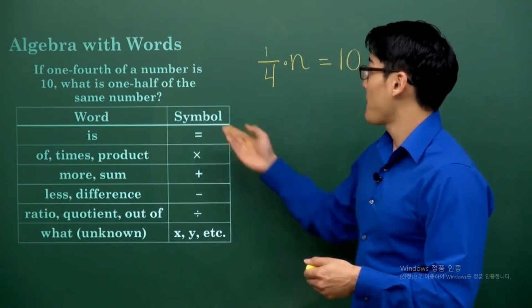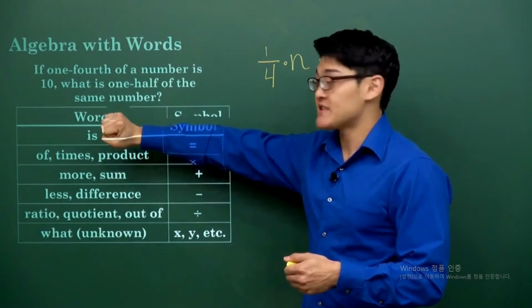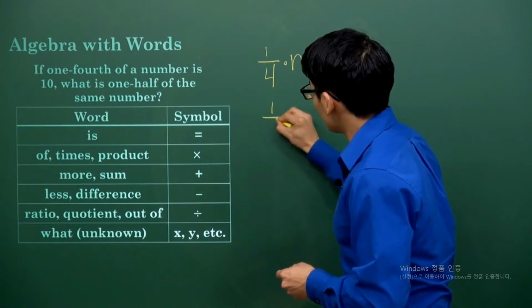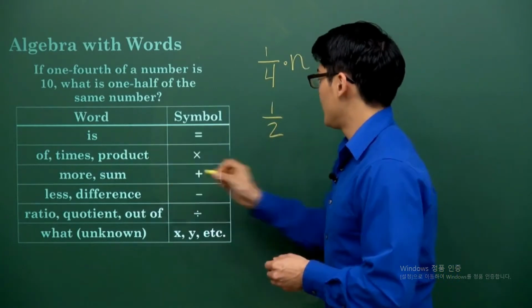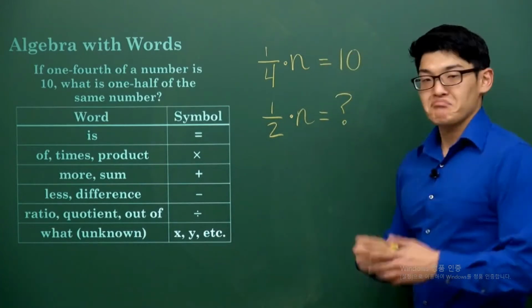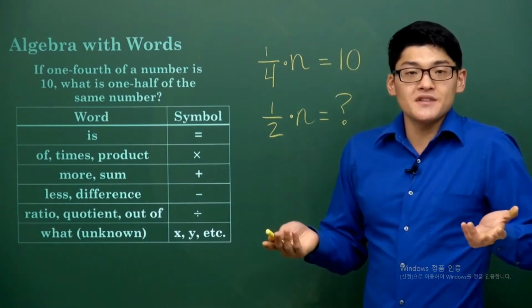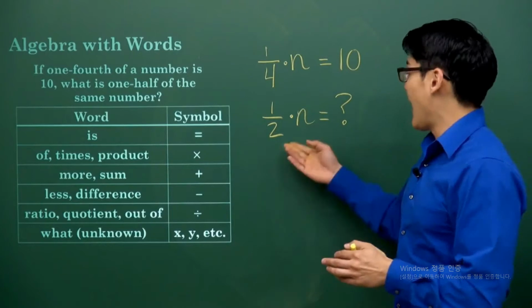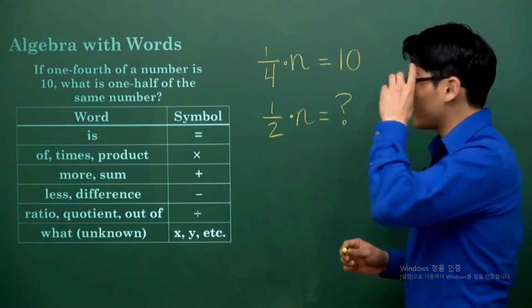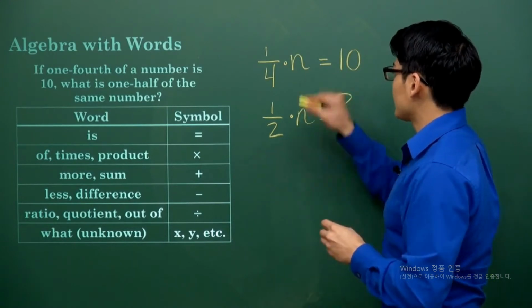So let's go ahead and see what the question is asking. What is 1/2 of the same number? So they're asking now, what is 1/2 of the same number? Well, all we need to do is solve for the number, and then we'll know what half of the number is. Pretty simple. And we can use this first equation we got from the question and solve for n.